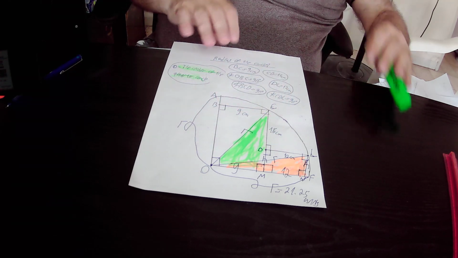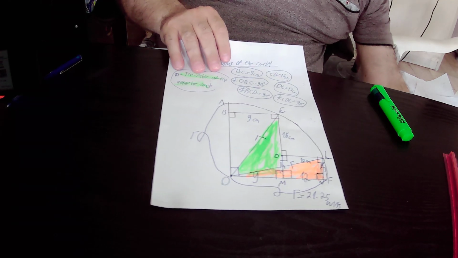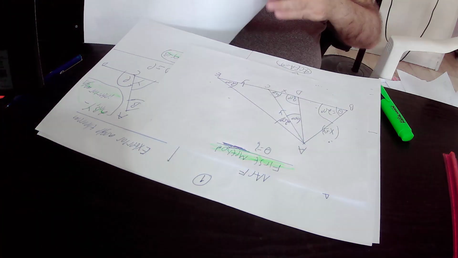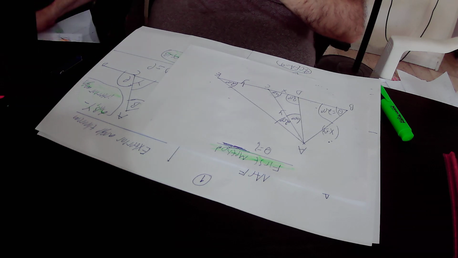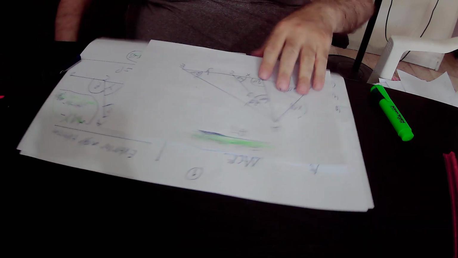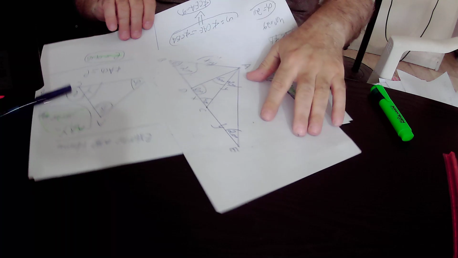We finished with the first question, then I presented to you the second question. We solved the second question in two different methods. According to the first method, we have here triangle ABC.